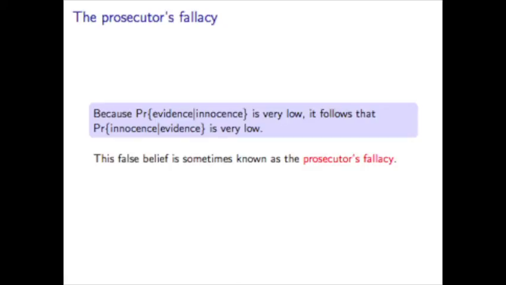In that hypothetical example, the police were making a false assumption. They assumed that if there is a low probability of the evidence matching the suspect given the suspect's innocence, then it must follow that there is a low probability of their innocence given the available evidence. But as we've just seen, the first probability can be quite low, while the second probability is quite high, so this is a false assumption. We sometimes call this mistaken belief the prosecutor's fallacy.